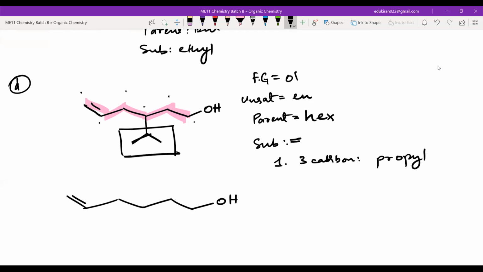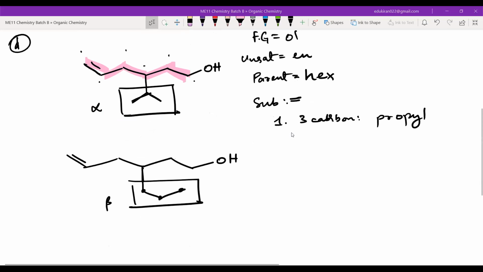OH. 1, 2, right? So this 1, 2, 3. Now I will again say that this is also propyl, but obviously all of you, can you see that this structure, which is let us say the alpha structure, and this is the beta structure, both of these are different, yes or no? Can all of you see that? Yes, sir. These two are different, but obviously there is one thing which is common, that this substituent also has 3 carbons and this substituent also has 3 carbons.